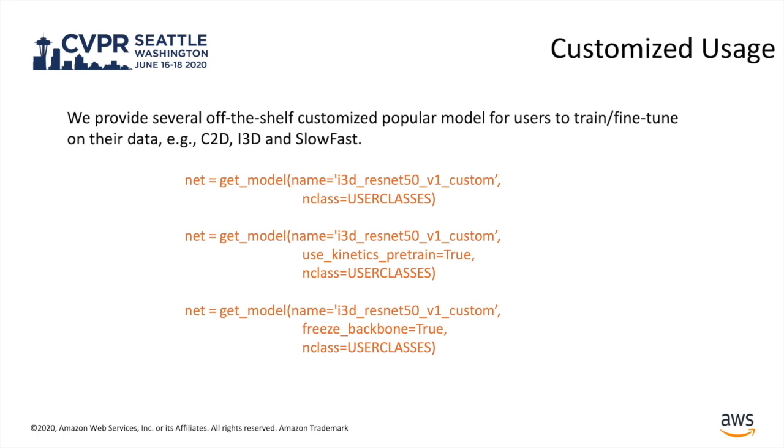We also provide customized usage for models. We provide several off-the-shelf customized popular models for users to train and fine-tune on their own data, for example, C2D, I3D, and SlowFast. Users can just call the customized models and tell how many classes there are. You can also specify whether to use the pre-trained weights or not, and whether to freeze the backbone of the network or not, by simply configuring it. Again, no coding is required.